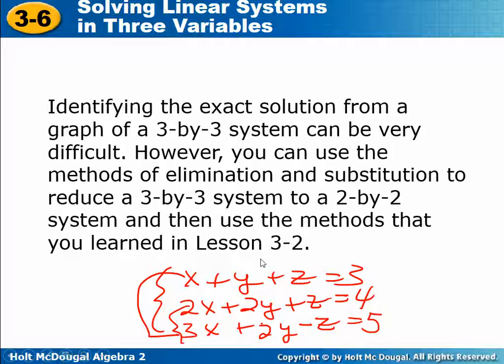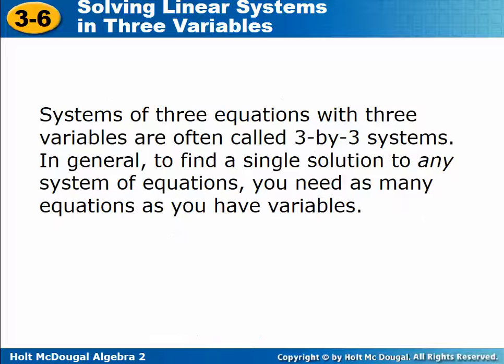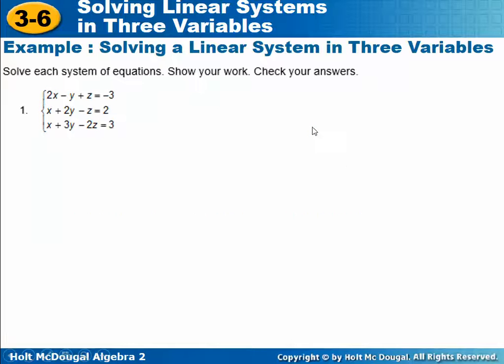And then once we have 2 equations, 2 unknowns, we'll just use the methods that we learned about last week. In general, to find a single solution to any system of equations, you need as many equations as you have variables. So last week we looked at if you have 2 variables and you have 2 equations, what is the solution? This week we'll look at 3 equations, 3 variables. You could also solve 4 equations with 4 different variables. We're not going to, but you can.